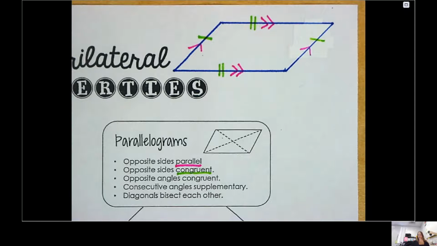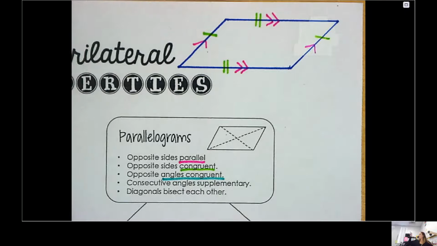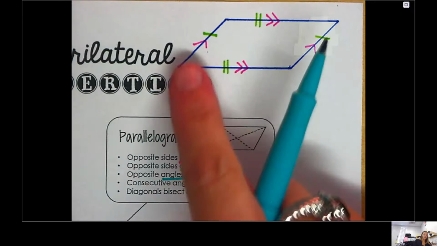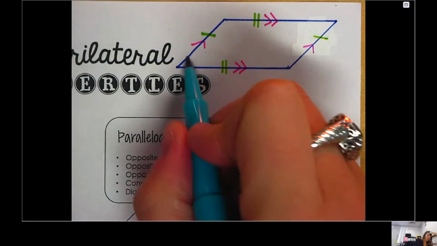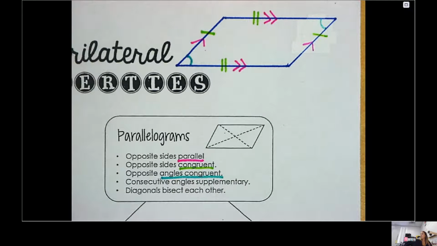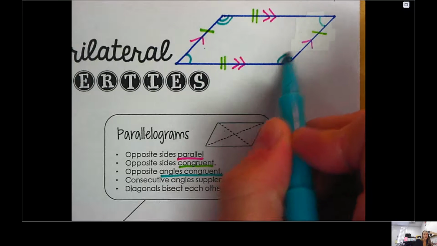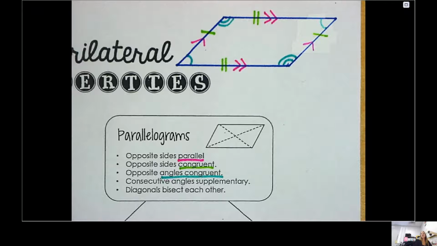Number 3. Opposite angles are congruent. So angles that are essentially diagonal from one another are considered a cross, and they are congruent. These two small angles here on the lower left and the upper right, those two are considered congruent, as well as the other two, the larger ones. These are also a set of congruent angles. So you've got two sets of congruent angles, two sets of congruent sides, and two sets of parallel sides.